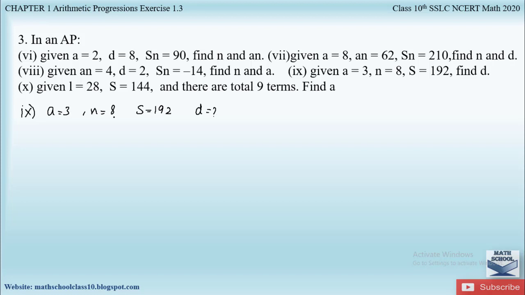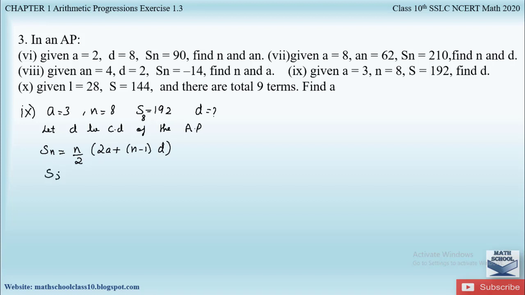Since the n value is given, that is 8, this sum will be of the 8 terms, which is 192. Since we have to find the D value, let D be the common difference of the AP. We will use the sum formula where Sn is equal to n divided by 2 into 2a plus (n minus 1) into D, and let's find the D by substituting the above values.